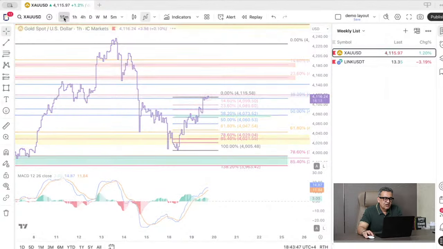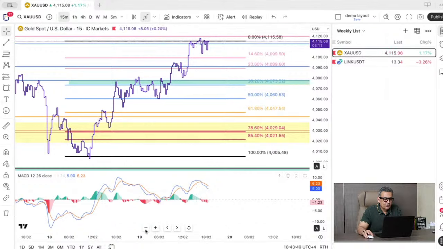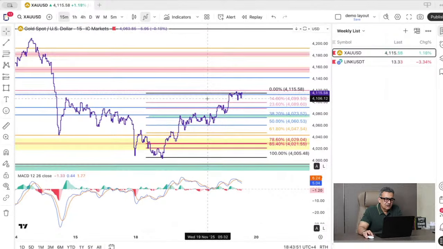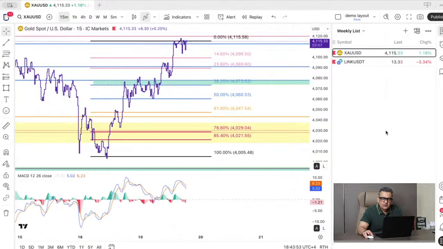Now I'm switching to 15 minutes, and on the 15 minutes, I will use my fib extensions in the bullish direction. So I will start applying extension from the lowest here, the turning point of the 15-minute chart. And this is the first high created, major high with a pullback. So I will use it and I will apply extension here.